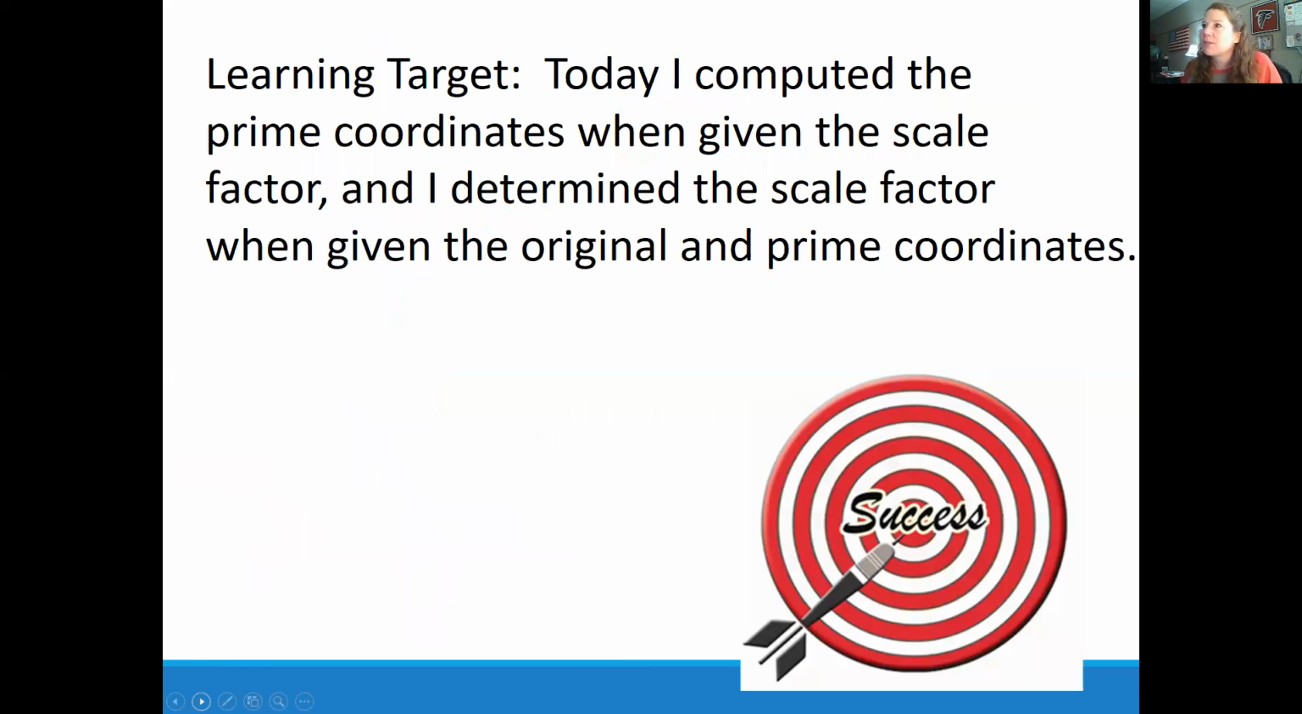All right, today I computed the prime coordinates when given the scale factor, and we did even more than that, right guys? All right, that was a lot of stuff, but it's fun, it's easy, it's like putting a puzzle together. And so anyway, I hope it's not too confusing.